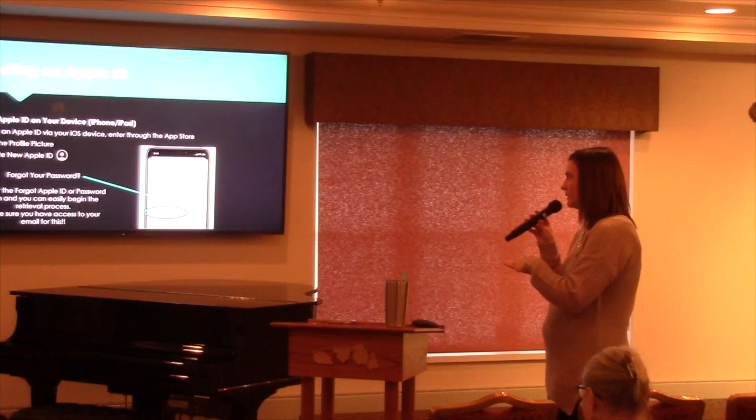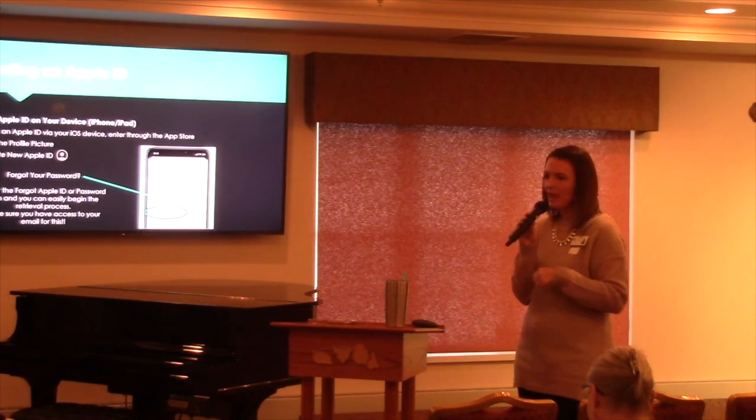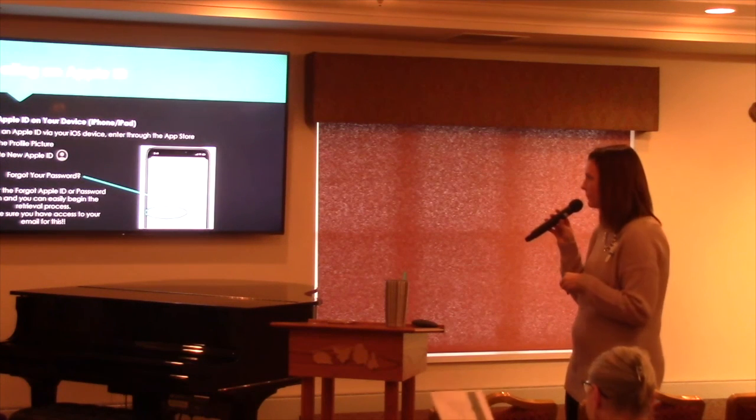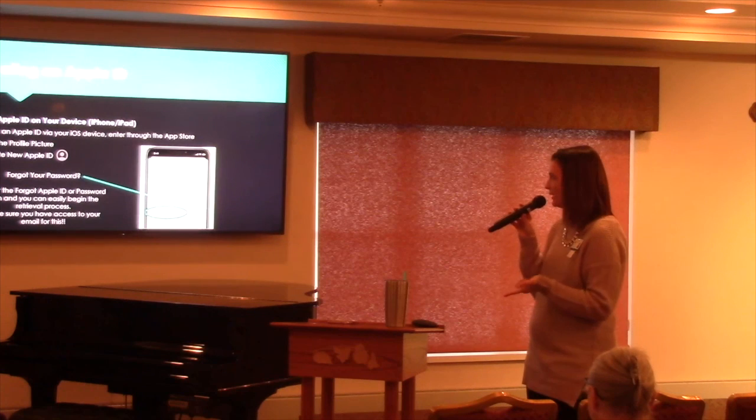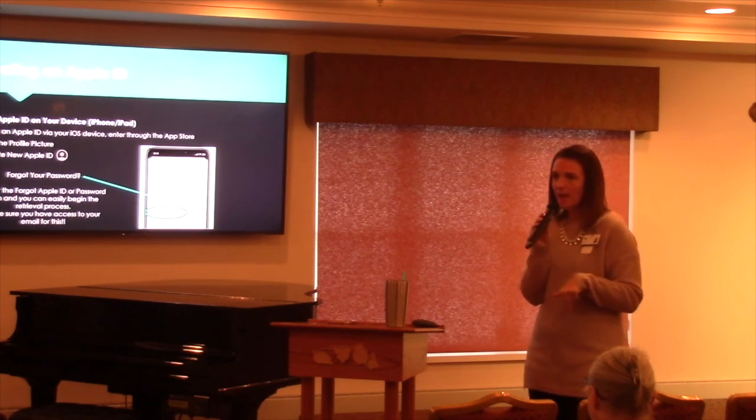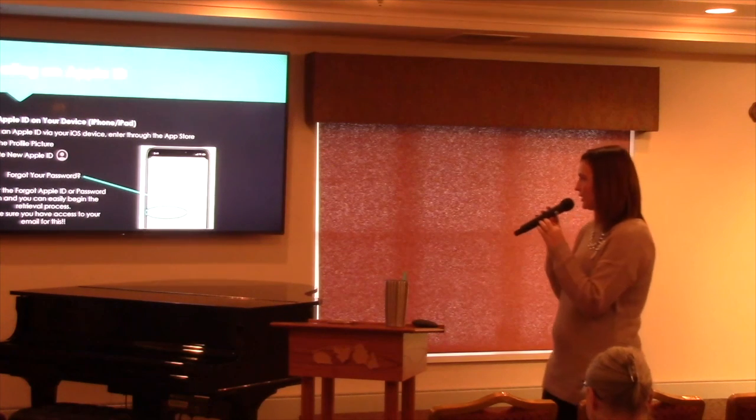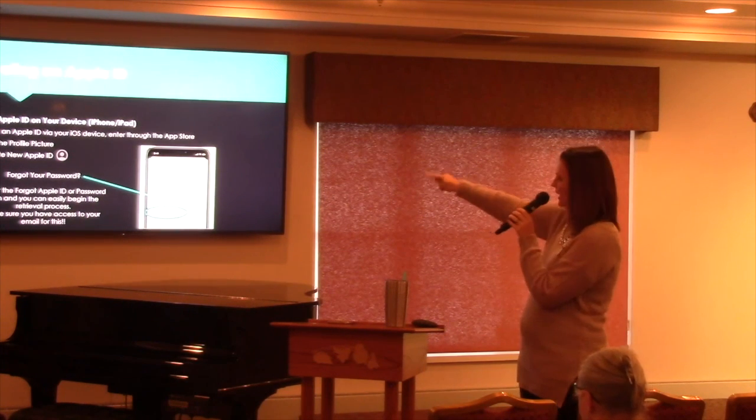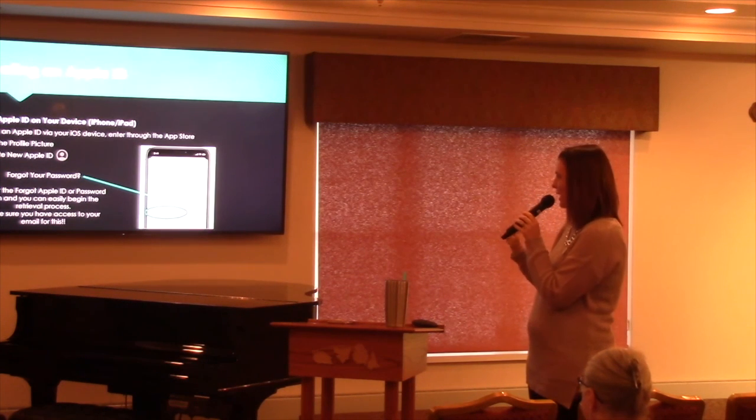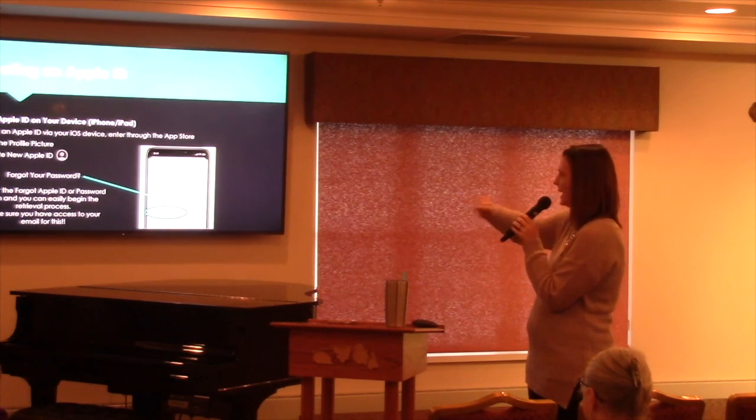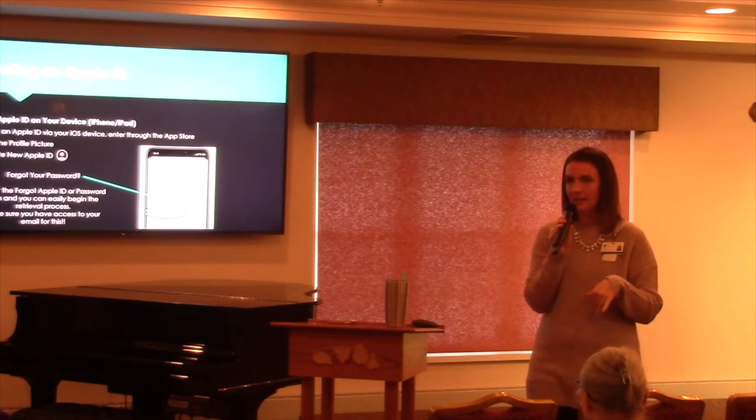So we'll walk through these steps kind of quickly, but there's a way to check and see, and we can look afterwards to see if you do have one set up. But if you're setting it up on your Apple device, so your iPhone or your iPad, you're going to go in through the App Store. You'll tap on the little profile picture, which is that little gray person picture up there. And then you're just going to tap Create New Apple ID, and it's circled at the bottom. And that's going to walk you through the steps of creating a new ID.